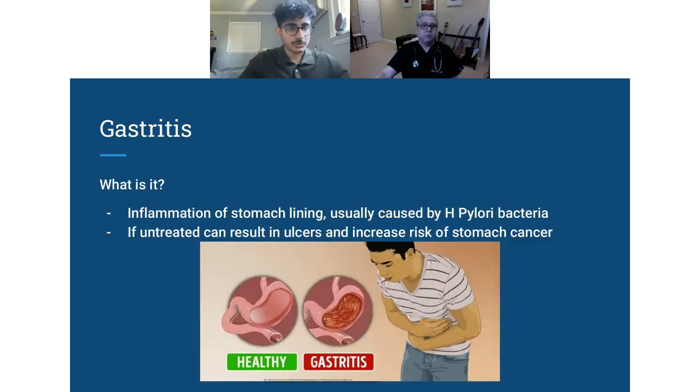And next, we're going to talk about gastritis. And gastritis is inflammation of the stomach lining. It's usually caused by the H. pylori bacteria. And if untreated, it can result in ulcers and increase the risk of stomach cancer. And right here, I have a picture of what a healthy stomach lining looks like and what a stomach lining in a patient who suffers from gastritis might look like.